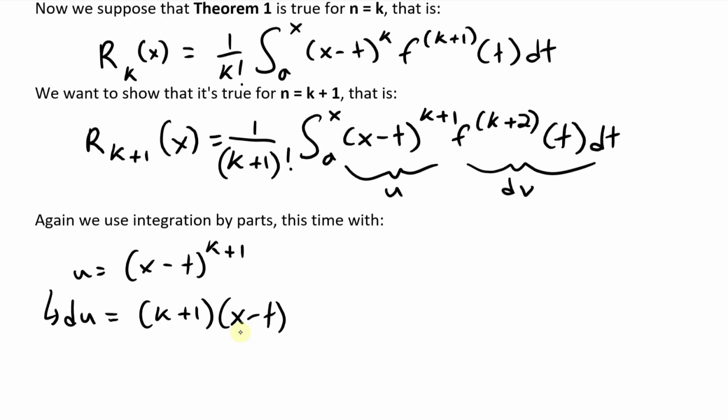And this is going to be k plus 1. We subtract the powers, so this is going to be k like that. And then use the chain rule, the derivative of negative t is going to be negative dt, again, as before. So just move the dt to this side. And then our v.